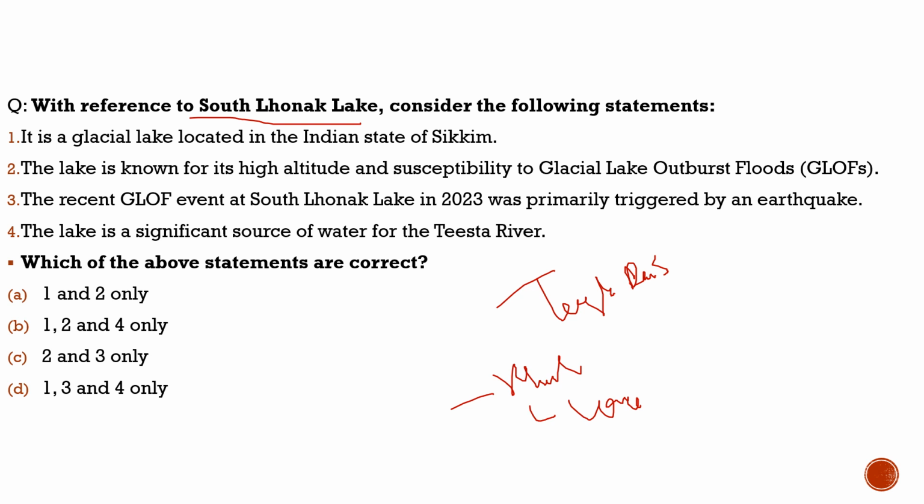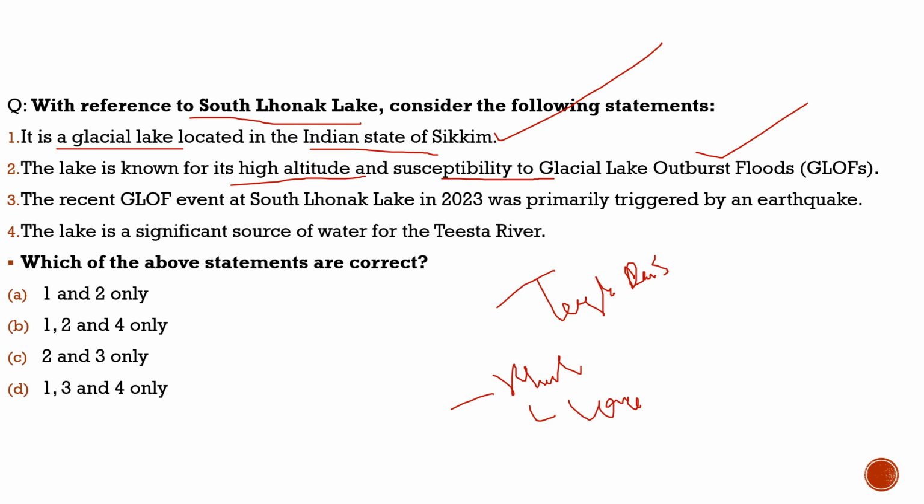So that's why it takes us to this question: what is this South Lonak Lake? Let's solve the question and get the idea here. The question says, with reference to South Lonak Lake, consider the following statements. First statement, it is a glacial lake located in the Indian state of Sikkim, 100% correct. A question about it can be asked. Second statement, the lake is known for its high altitude and susceptibility to glacial lake outburst floods, 100% correct. And because of this, Tista Dam 3 was destroyed.